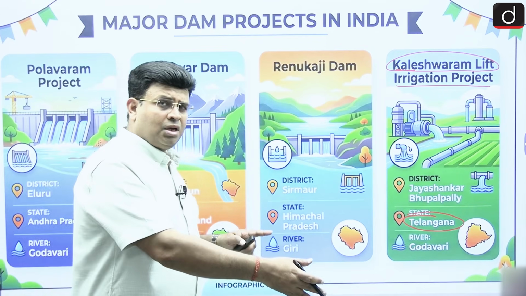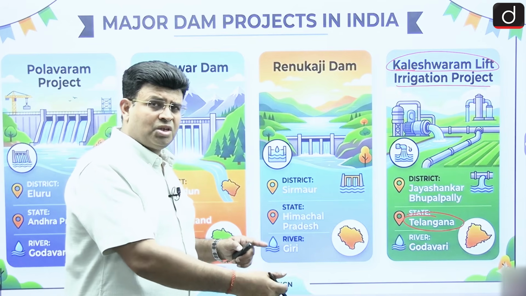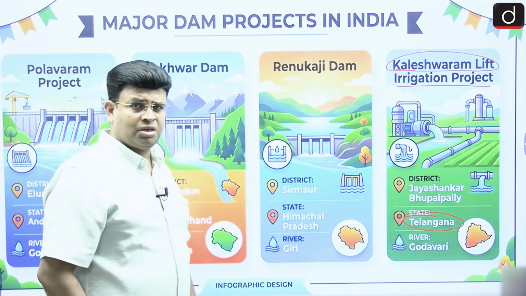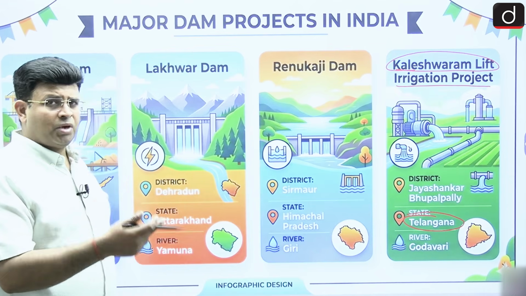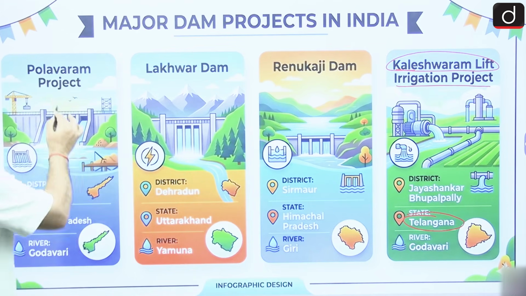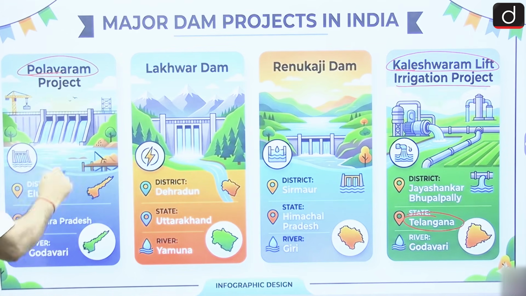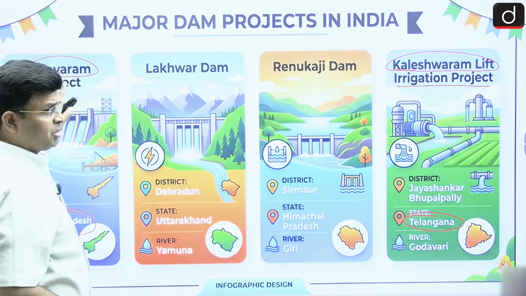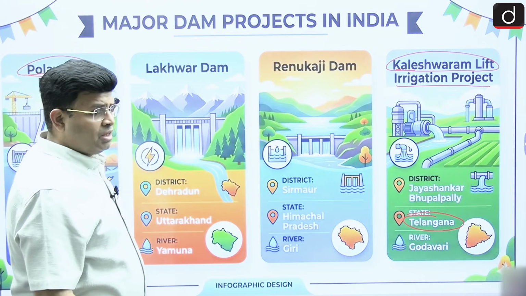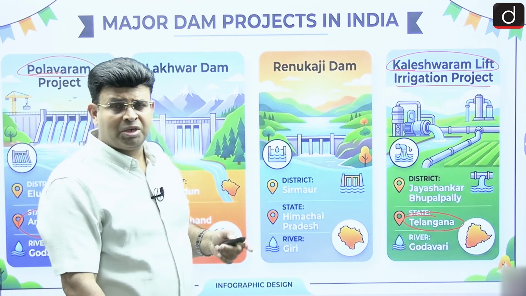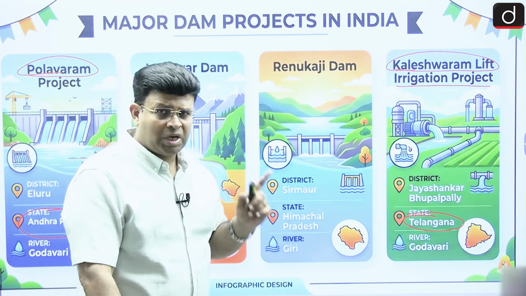and the same Godavari river then gets into the Andhra Pradesh district. In Andhra Pradesh there is Polavaram. So Polavaram is also one of them. The Polavaram project is also on the Godavari river, but it is in Andhra Pradesh, in the Eluru district. So Kaleshwaram is in Telangana, and Polavaram is in Andhra Pradesh, on the Godavari river.